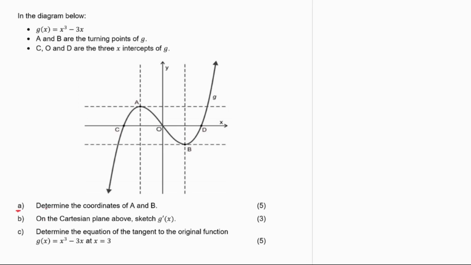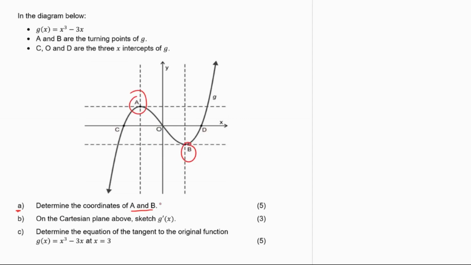This is actually question 5A. In the diagram below, g of x is equal to x cubed minus 3x. A and B are the turning points of g. C, O, and D are the three x-intercepts of g. And then A and B are the turning points. Determine the coordinates of A and B.